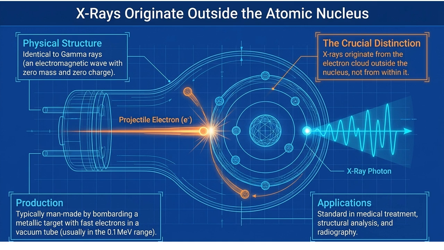X-rays originate outside the atomic nucleus. While X-rays are physically identical to gamma rays, both being electromagnetic waves, the crucial distinction is their origin. X-rays originate from the electron cloud outside the nucleus, not from within it. They are typically man-made by bombarding a metallic target with fast electrons in a vacuum tube and are a standard in medical treatment and radiography.